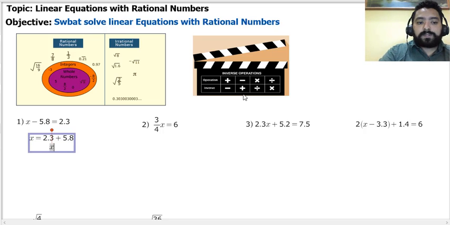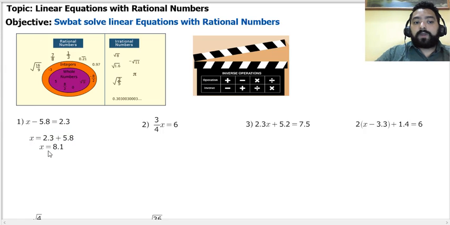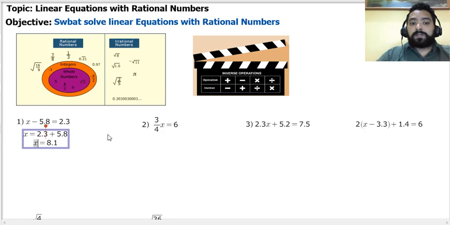So x equals 2.3 plus 5.8, which is going to be 8.1. If you want to prove this one, you can use a calculator. 5.8 plus 2.3 is going to be 8.1. Basically, this is the value for x that satisfies this equation.